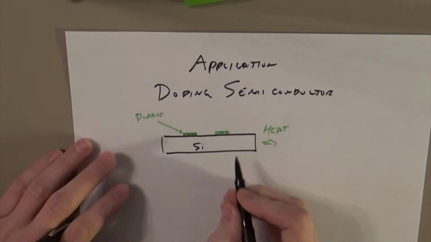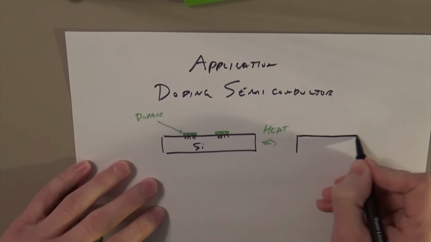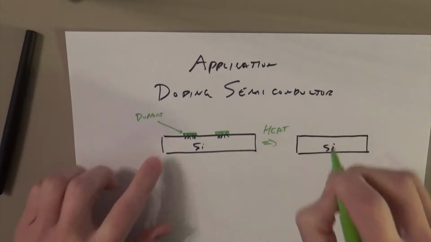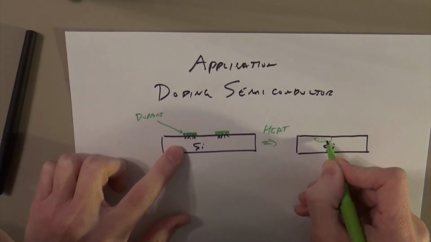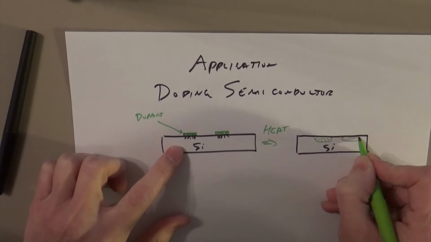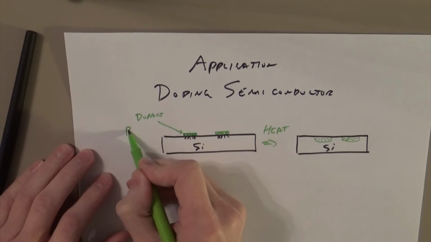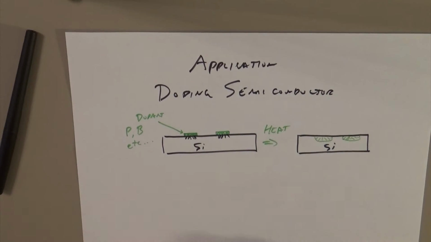And what you get is diffusion into the surface. And that will then give you Si, but now you have regions in here of enhanced elements. For example, phosphorus, P, B, coming into the surface. And this is one of the significant technologies used in semiconductor processing.